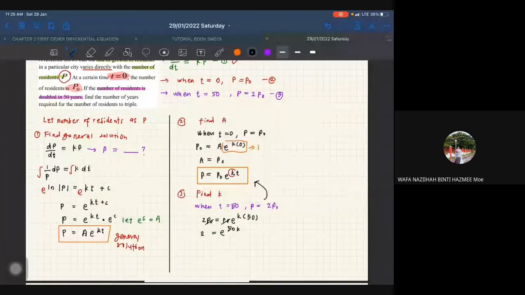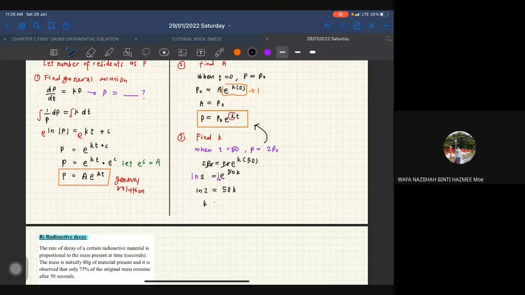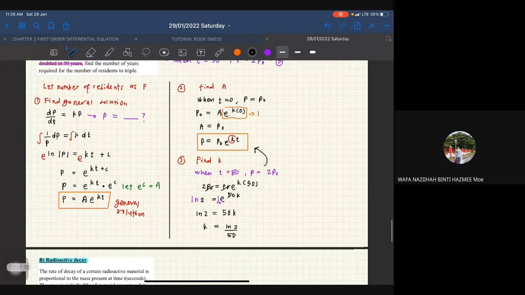Okay, so kita nak cari nilai K. So kita letak ln dekat both sides. So ln 2, ln E. So you will get ln 2 equal to 50K. So K sama dengan apa? So K sama dengan ln 2 over 50. Settle. Okay, so kita dah dapat nilai K.